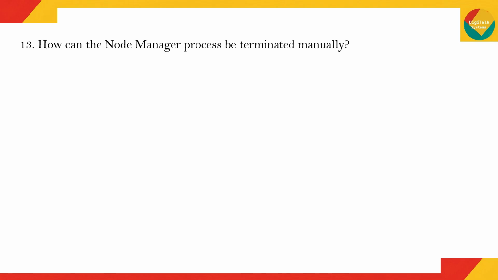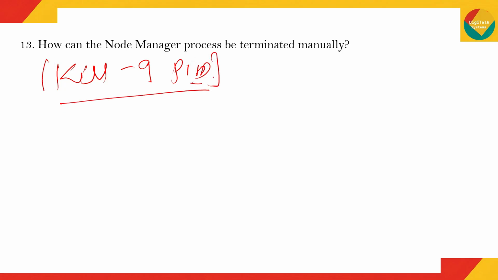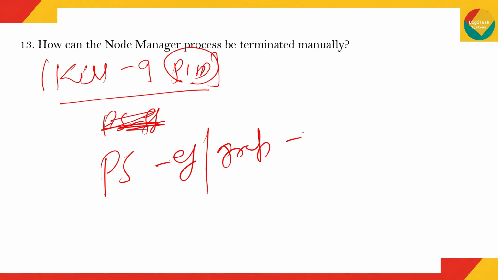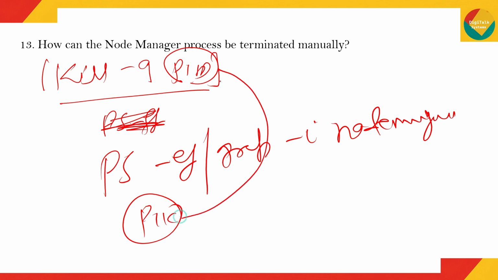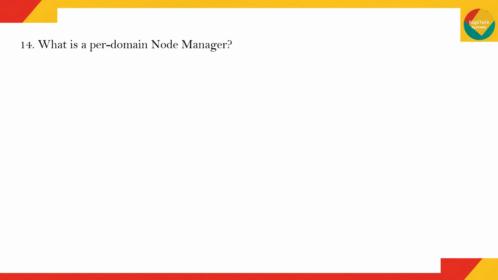If you want to kill the node manager process, we can use the same command which we use to kill the servers, like the admin server and managed servers: kill -9 and the PID of your node manager. And you can check the PID with the same command, ps -ef, then grep -i and then node manager, and then you can note down the PID which you can specify here to kill the node manager.